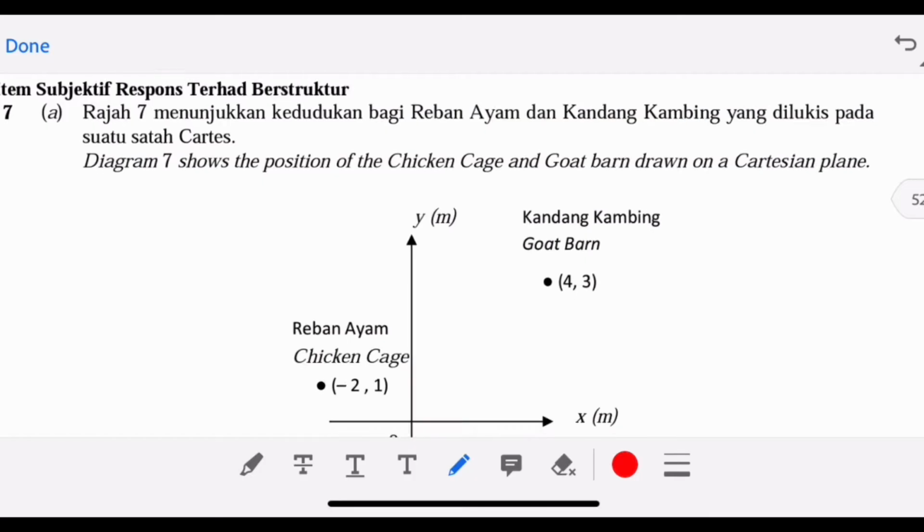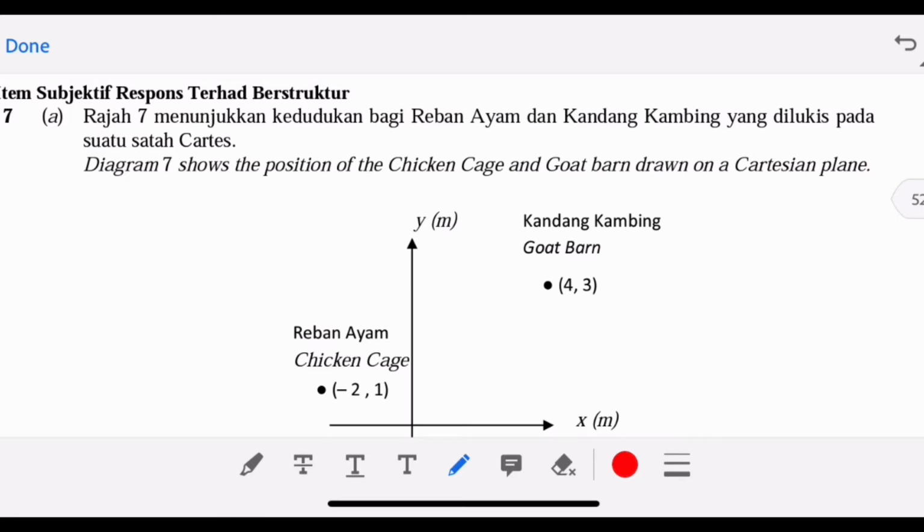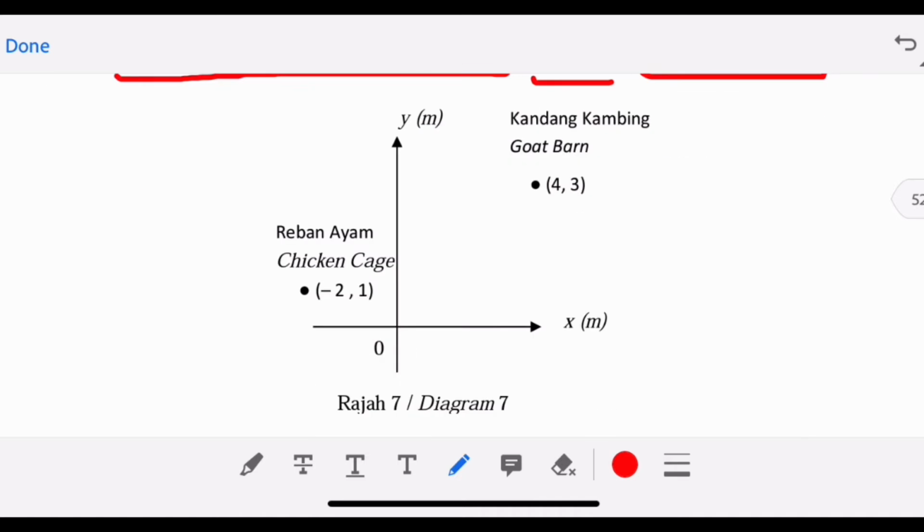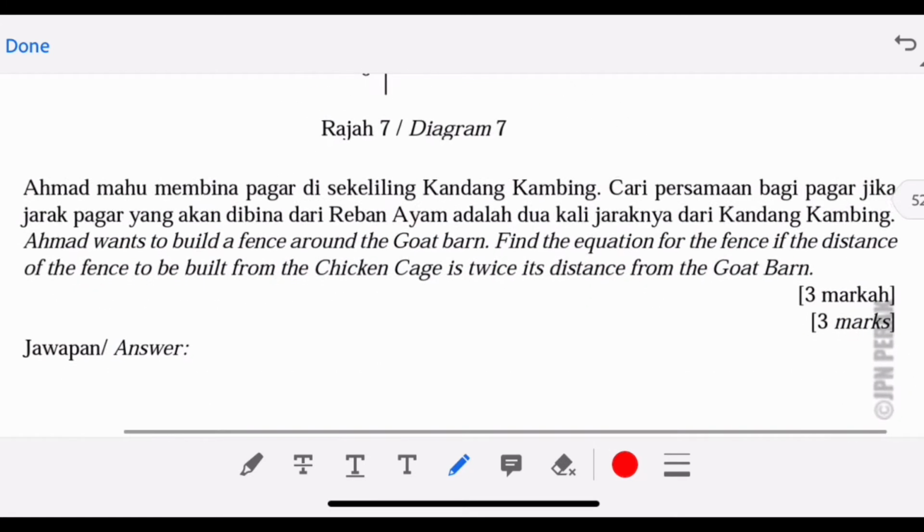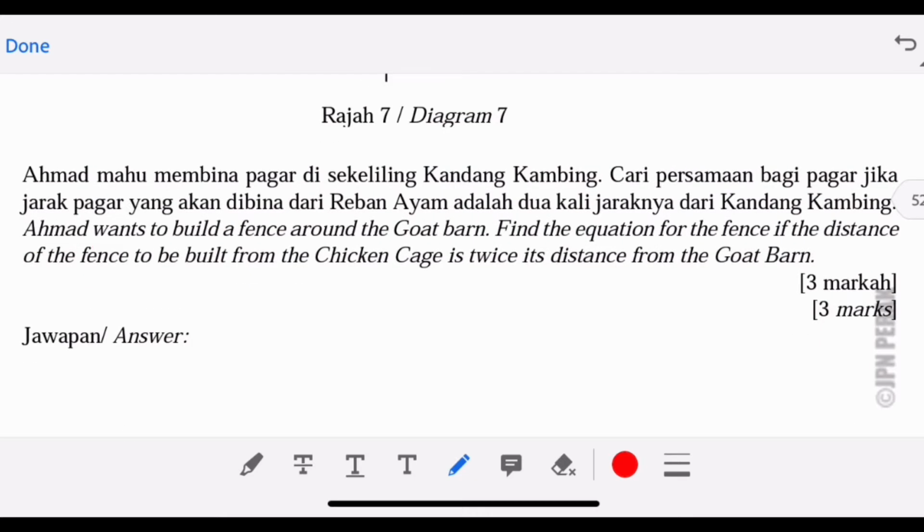Let's proceed to question number 7. Diagram 7 shows the position of chicken cage and goat barn drawn on a Cartesian plane. So this is the goat barn and this is the position for chicken cage. Right, so let's read the instruction of the question. Ahmad wants to build a fence. Where is a fence? We don't know. Around the goat barn. Find the equation of the fence.